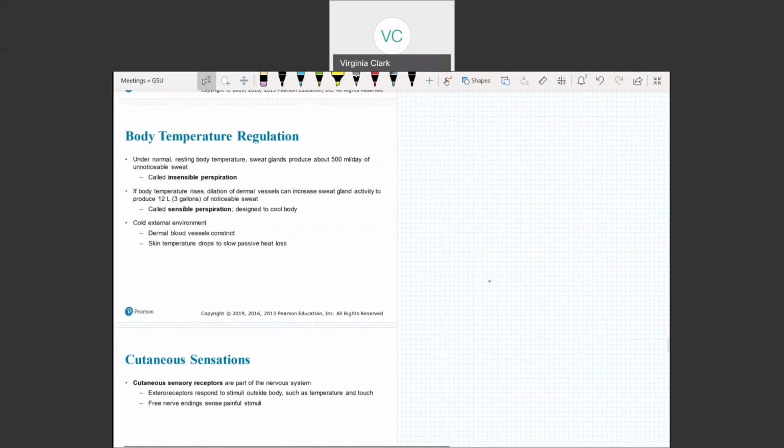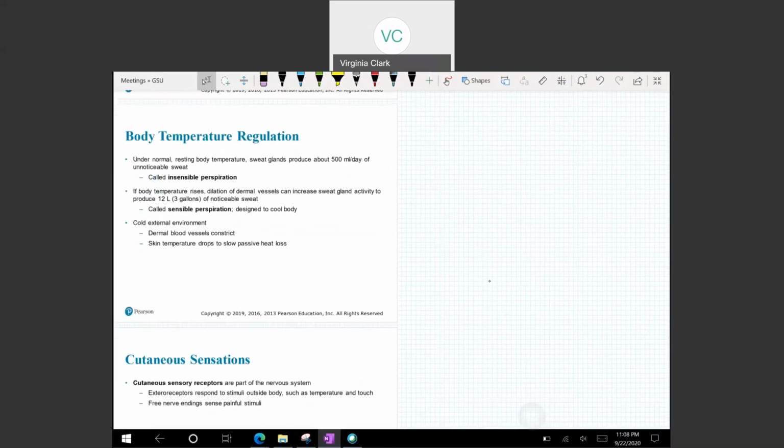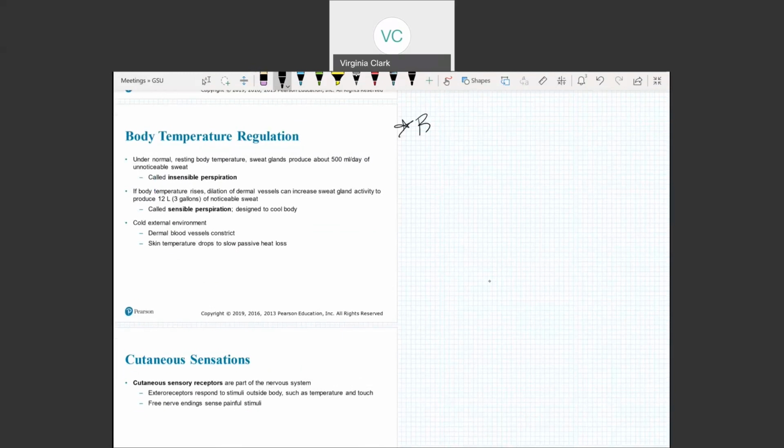So the next function was body temperature regulation. So we talked a lot about this already and at different points throughout the course. So your skin has the ability to regulate your body's overall temperature. So you have two types of ways you will do this. One is called insensible perspiration.